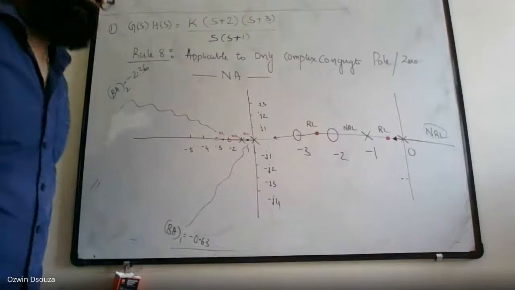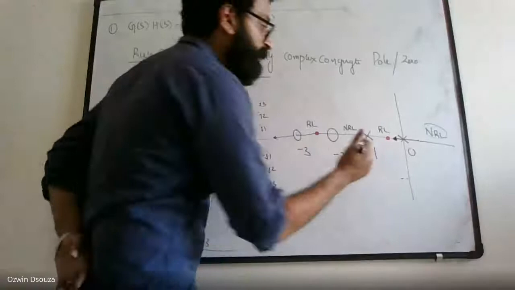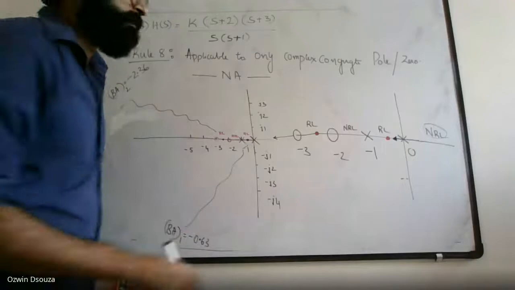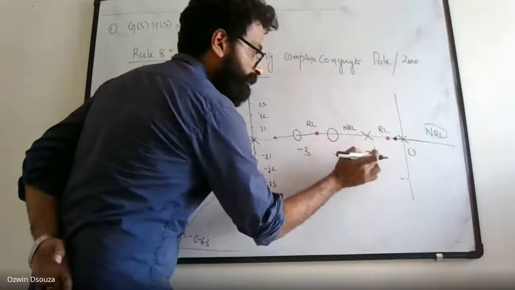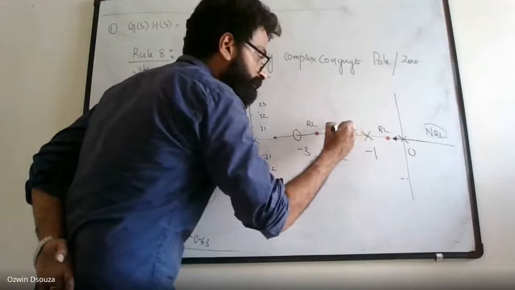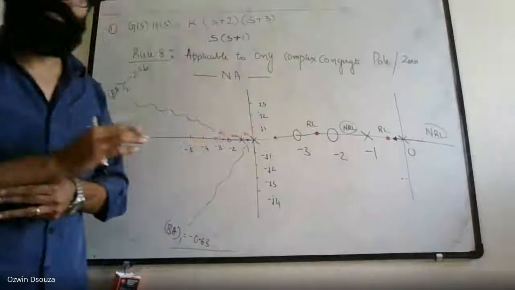It should move towards the origin. That's because between minus 1 and origin you have a valid root locus. The root locus branch cannot move between minus 1 and minus 2 because between minus 1 and minus 2 you have an NRL section. So by identifying RL and NRL sections, one can predict the movement of the root locus.